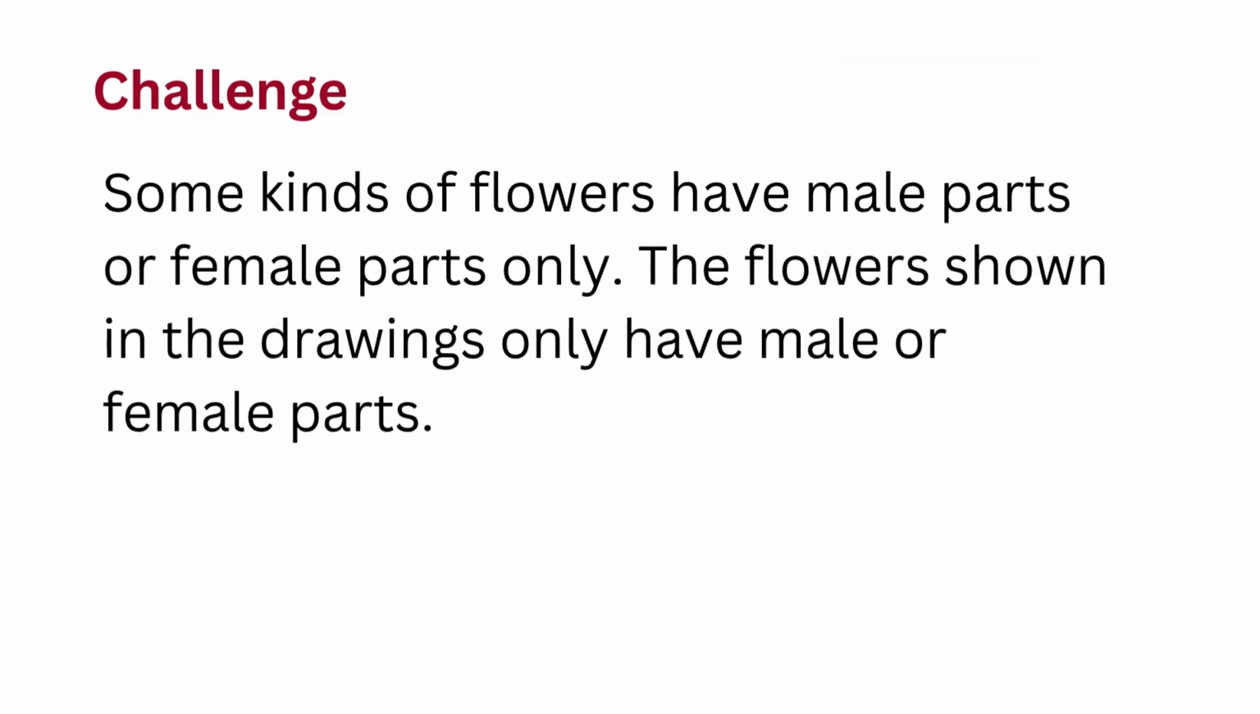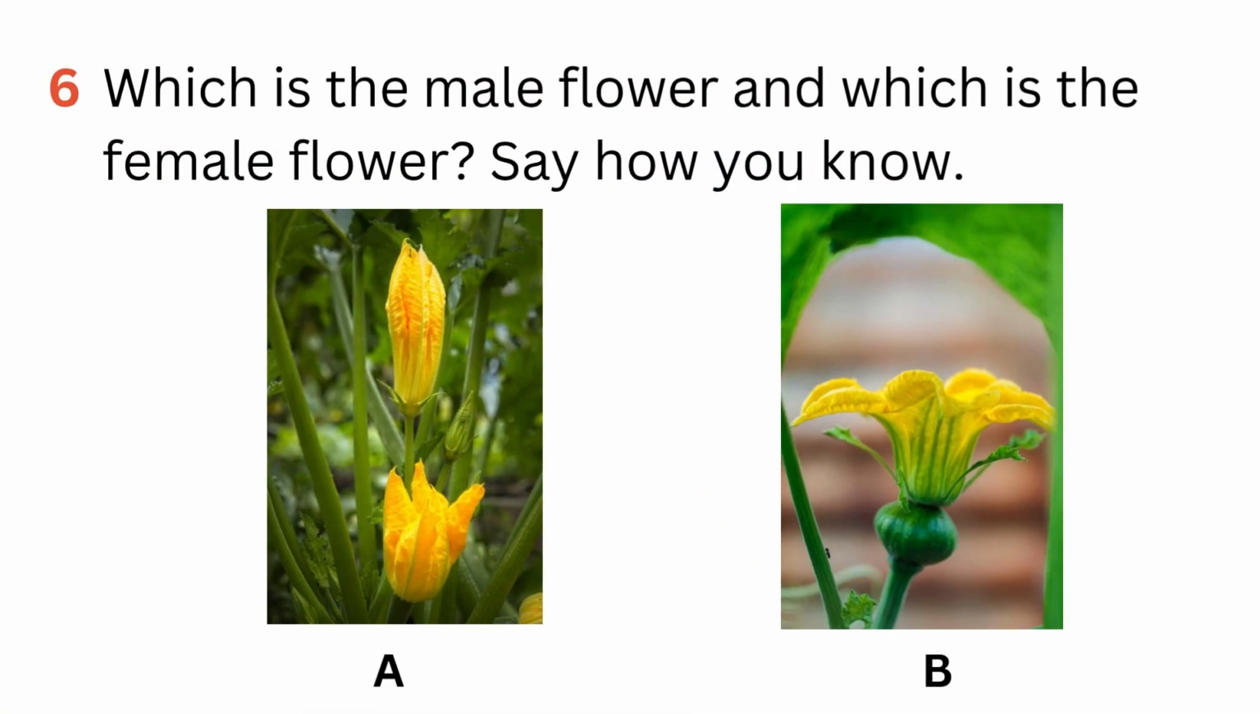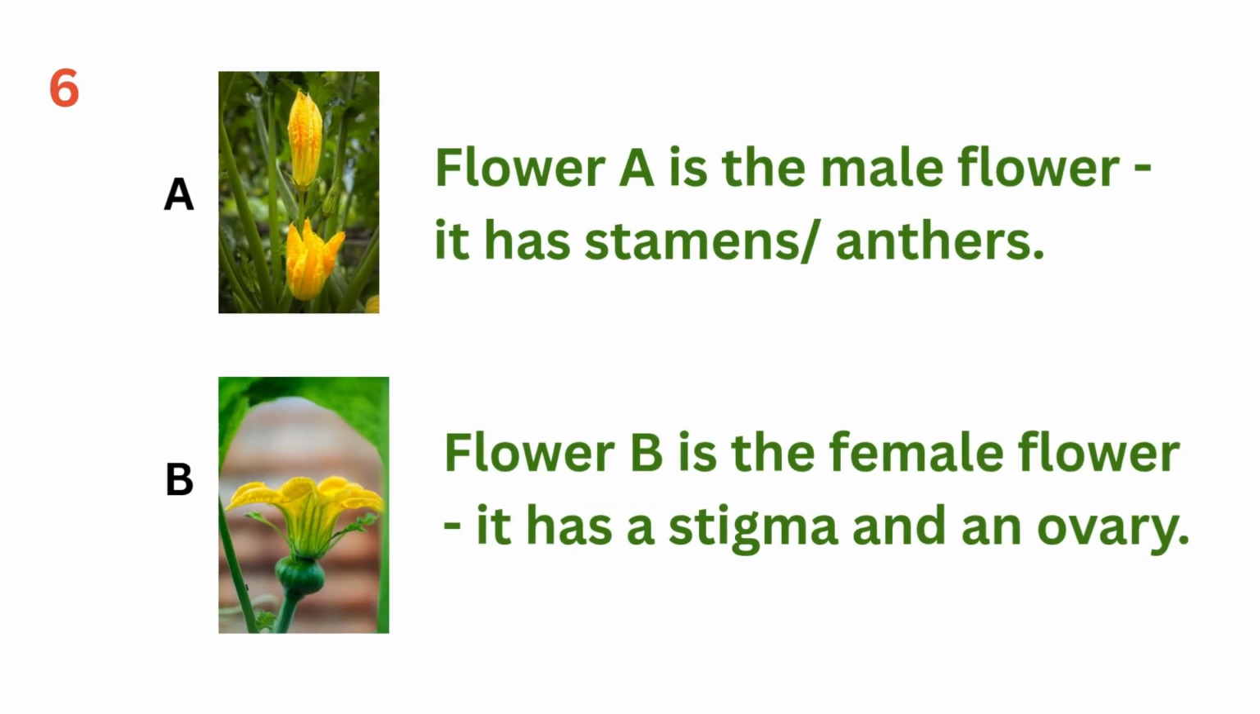Challenge. Some kinds of flowers have male parts or female parts only. The flowers shown in the drawings only have male or female parts. Question 6. Which is the male flower and which is the female flower? Say how you know. Flower A is a male flower because it has stamens or anthers. Flower B is a female flower because it has a stigma and an ovary.